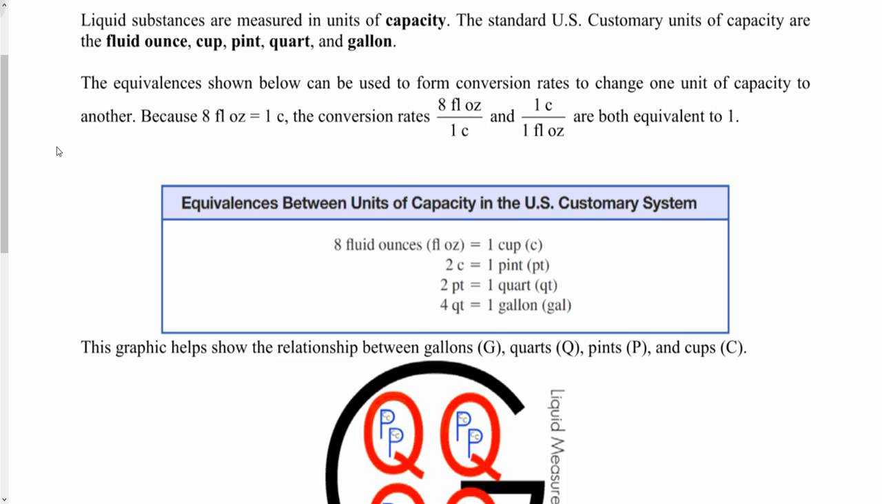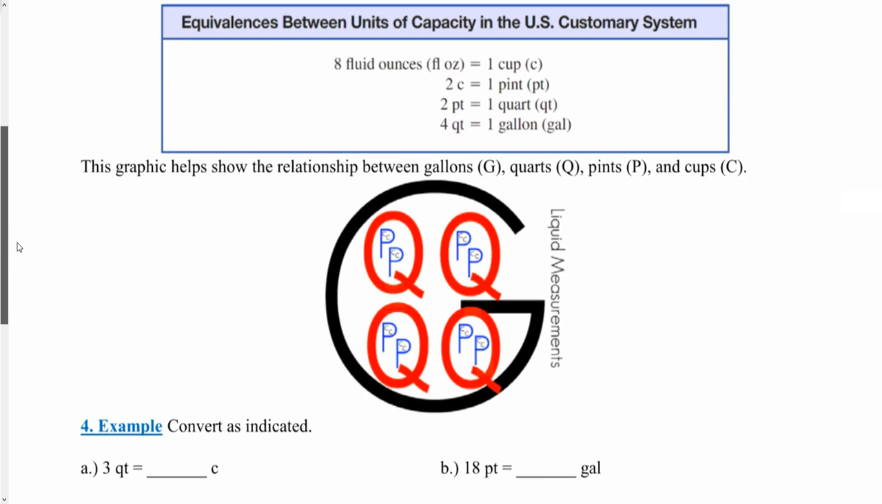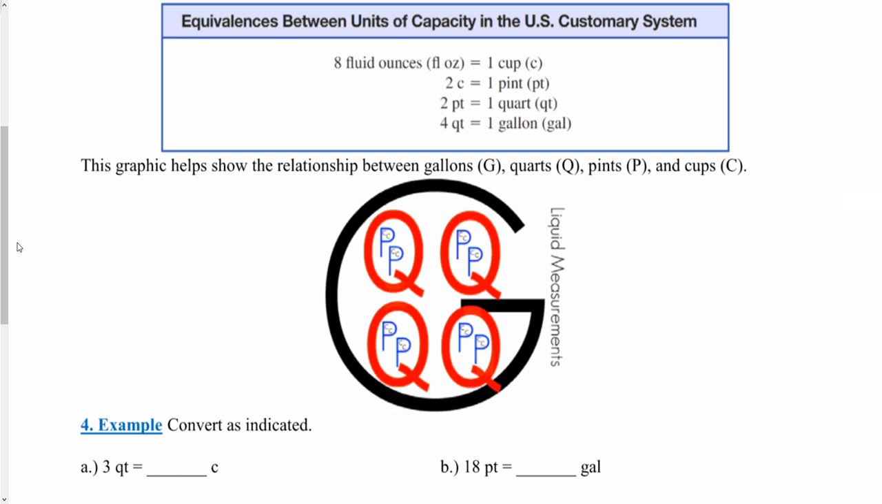There's also a nice little graphic down here that has a big G. So this is just how some people remember it. And if you look closely, you can see a big G, and then inside the big G are 4 Q's. So 4 quarts fit into 1 gallon. Inside each quart, there's 2 little P's. Those stand for pints. So there's 2 pints in 1 quart.